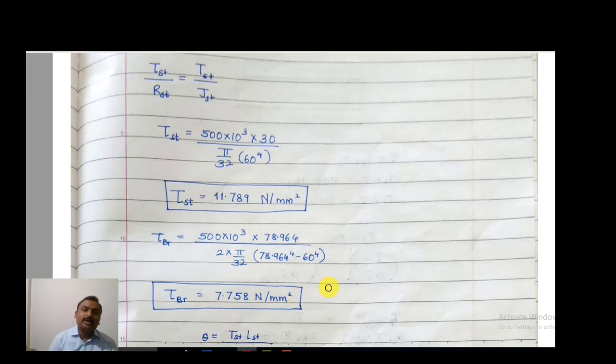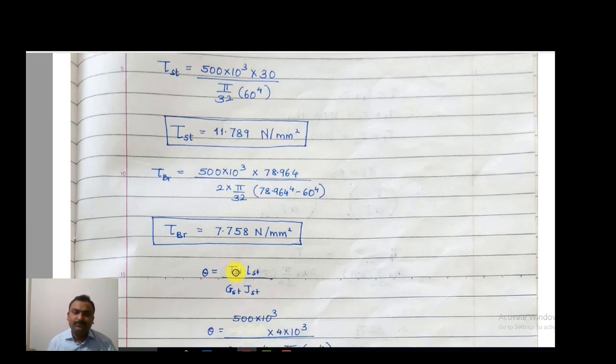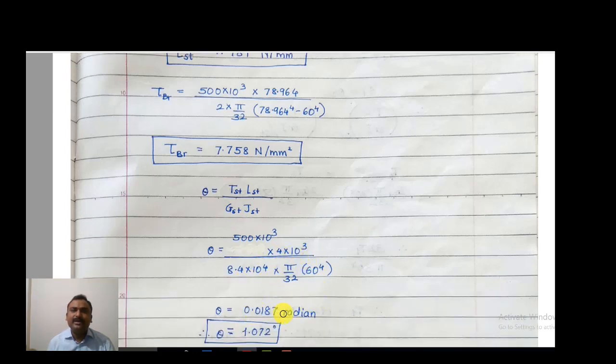The net angle of twist is same. So you can use the torque for brass or steel, and the dimensions of steel or brass. We will use steel to calculate angle of twist: T of steel, TL by GJ of steel. Just put the value of torque, length of the steel rod, material of the steel, and the polar moment of inertia of the steel. Do the calculation. You will have the angle of twist 0.0187 radian. Convert it into degree.